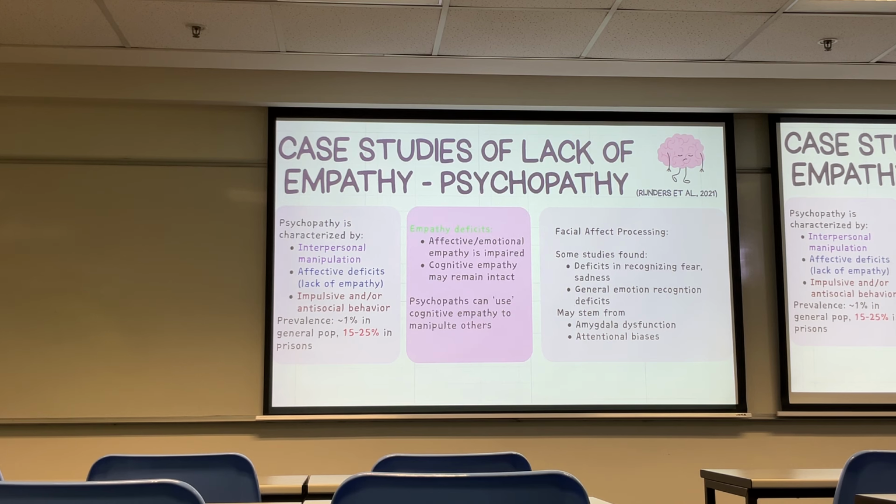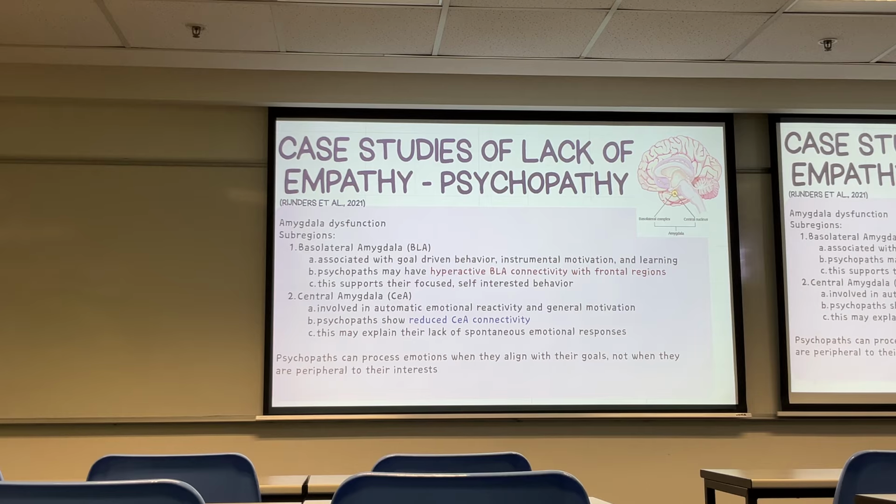Psychopaths have impaired affective empathy, but their cognitive empathy remains intact. They may use their cognitive empathy, the ability to understand a situation, to manipulate others. They have found that psychopaths have deficits in recognizing fear and sadness, and also general emotion recognition deficits. These can stem from amygdala dysfunction and intentional biases.